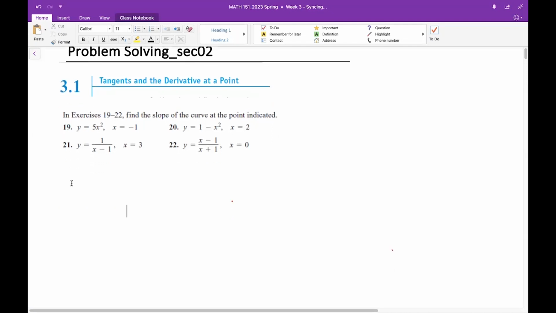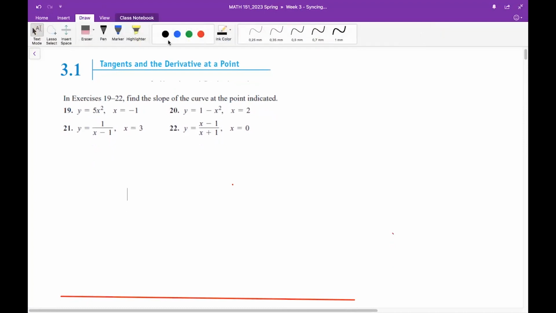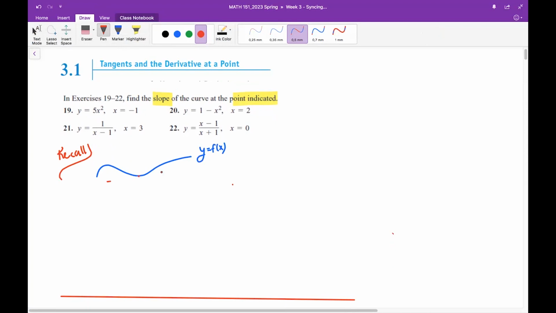So look at the first example. In this first example, we want to find the slope of a given curve at the indicated point. Before starting to solve this question, let me remind you of something. Okay, let's put a very quick recall here. Let's say this is our curve, y equals f of x, okay? And I want to draw a tangent line right at this point. You know, tangent lines are lines which touch your curve at just one point, right? This is a tangent line.